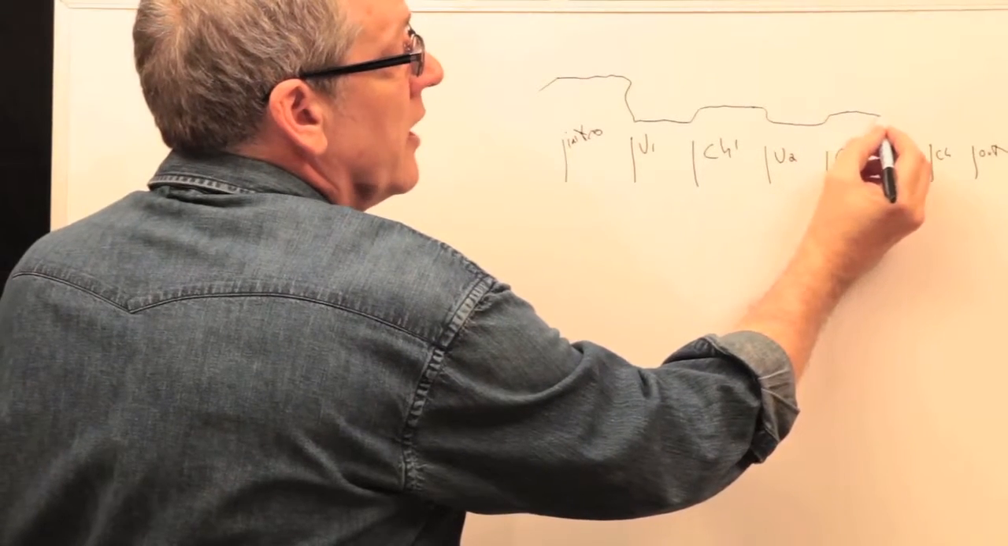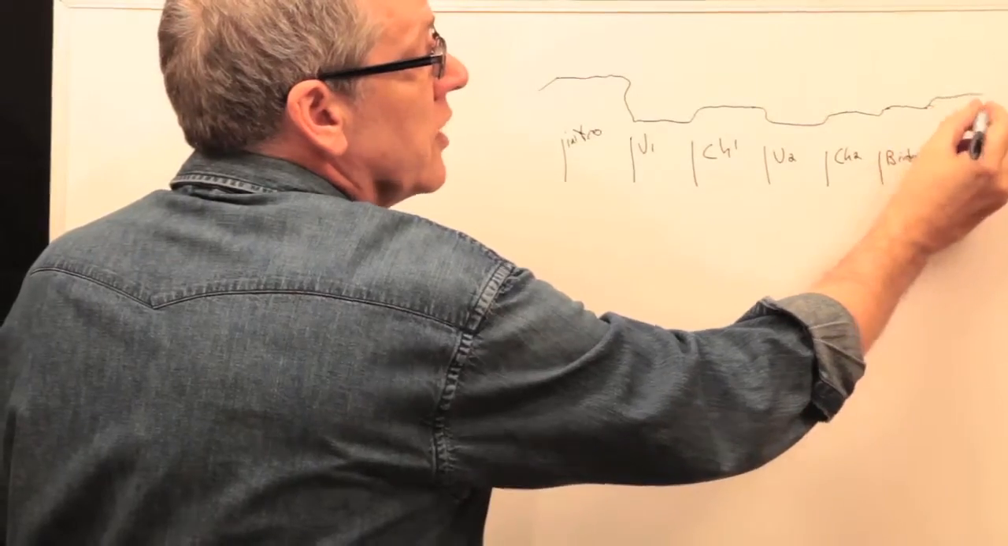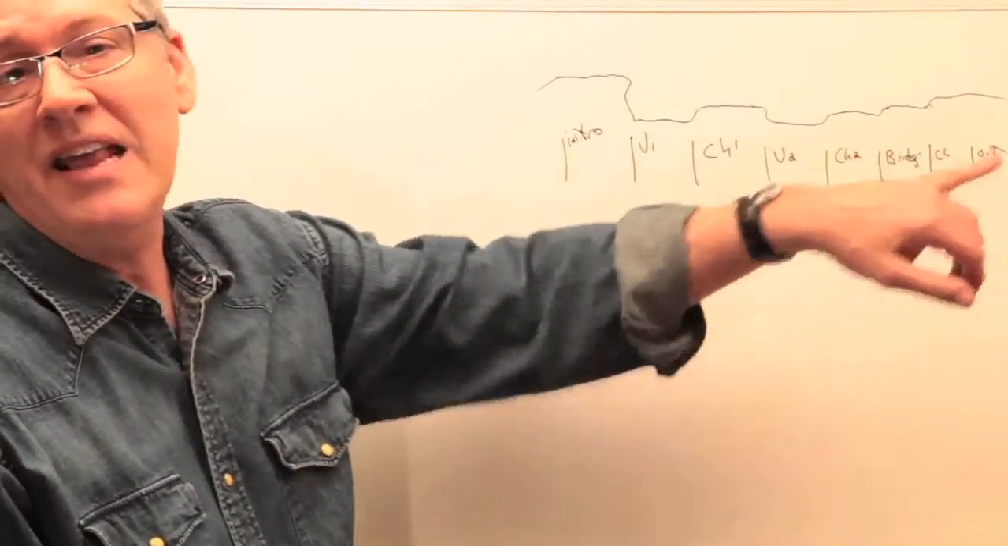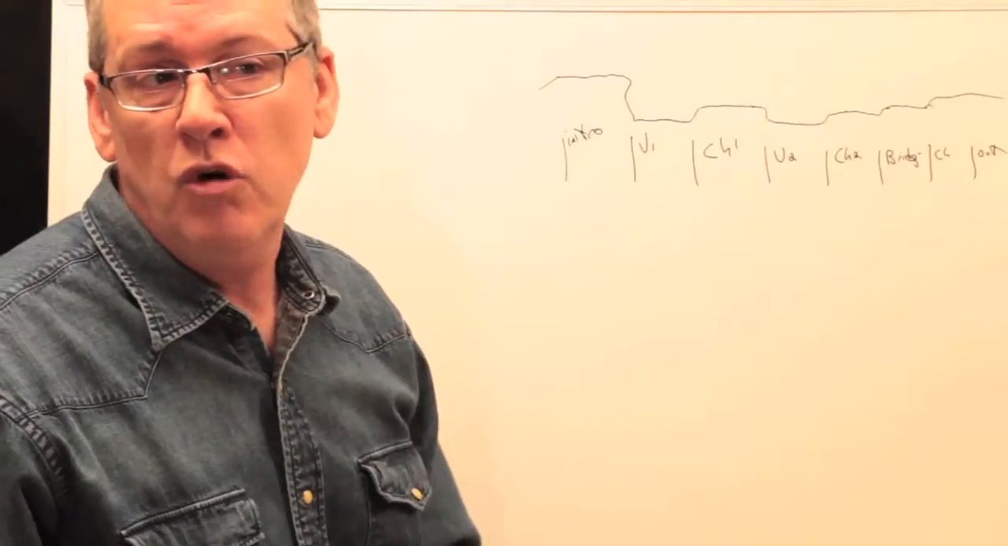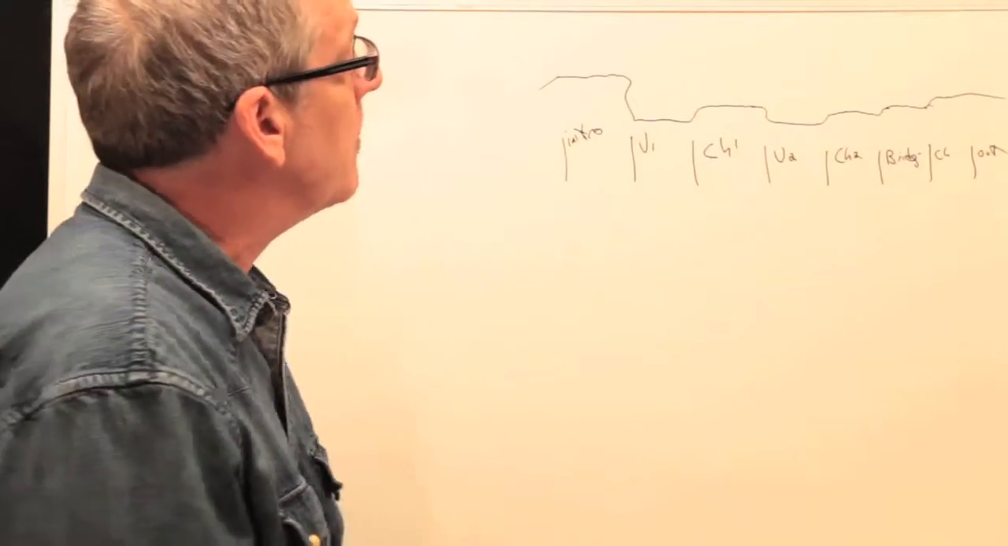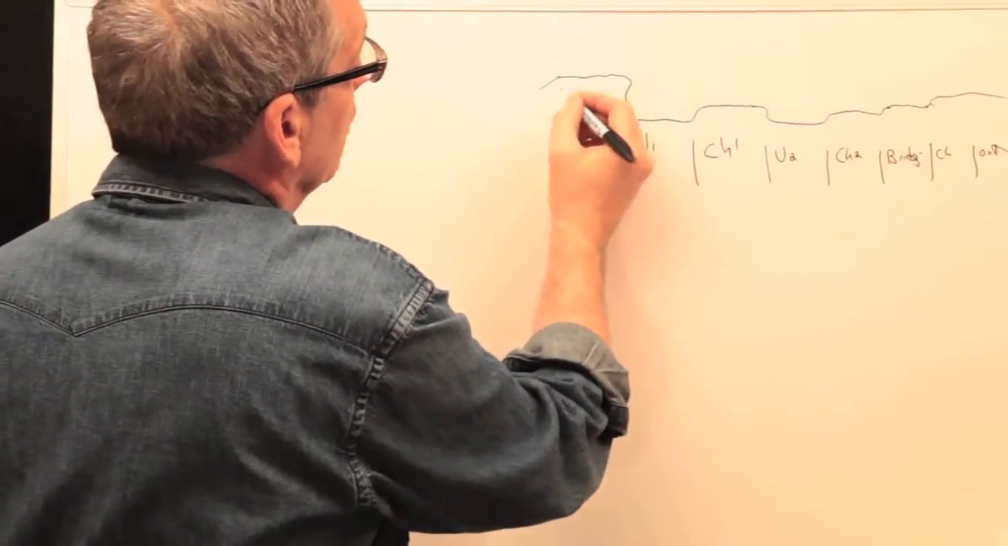And let's say at the bridge, it gets a little bigger. And then the last chorus, it gets bigger still. And we do a fade or something, or we go to the outro, which is going out. So there's our emotional contour. There's the volume of everything.